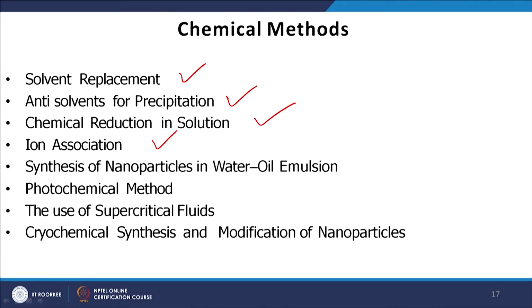Chemical reduction in solution is a common technique, where some kind of chemical reaction or reduction can happen. Ion association can happen, and synthesis of nanoparticles in a water-oil emulsion. Now, we know that oil and water do not mix with each other.